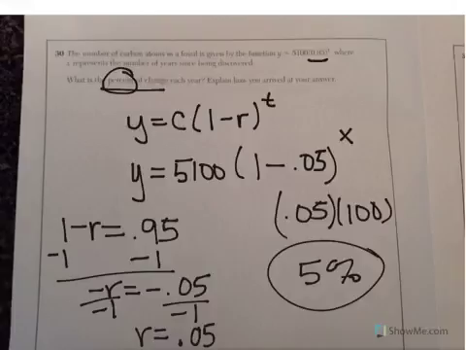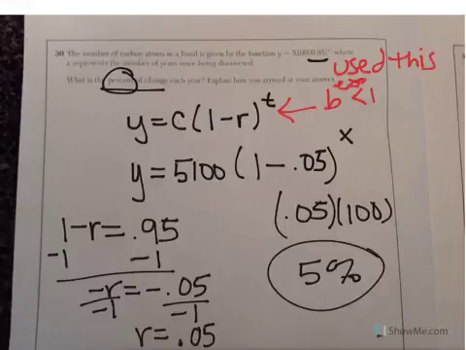Okay, and explain how you arrived at your answer. Well, we knew to use this formula because your b value is less than 1. So you could say that you used this exponential decay formula because your b value is less than 1.